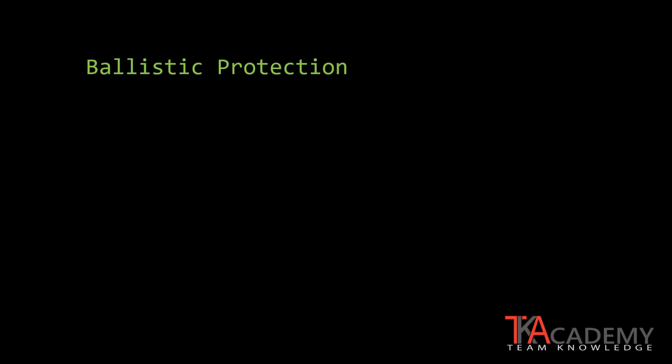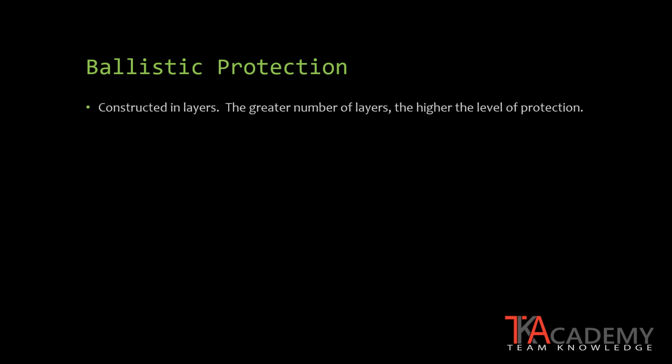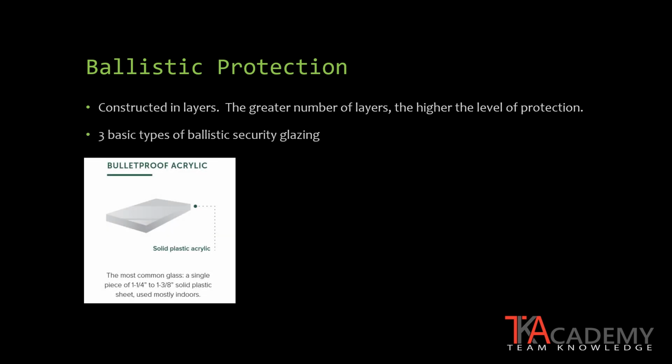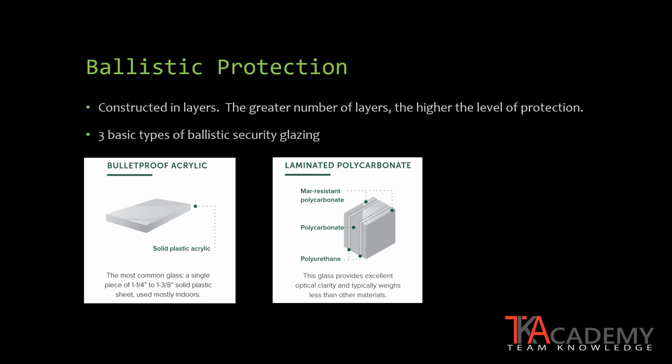Implementing ballistic protective materials in the exterior wall of your building enclosure provides the highest level of protection to your building exterior. These systems are typically constructed in layers, and the greater number of layers will provide a higher level of protection. Windows in a building exterior are typically viewed as the most vulnerable, and so ballistic security glazing should be considered. Within the industry, there are three basic types of ballistic security glazing: bulletproof acrylic, laminated polycarbonate, and glass-clad polycarbonate.